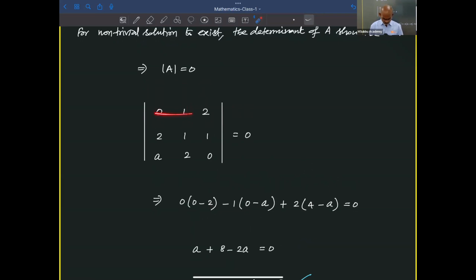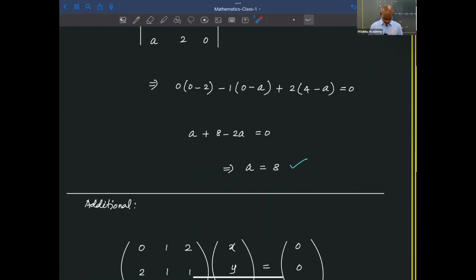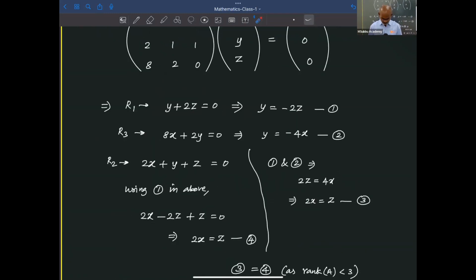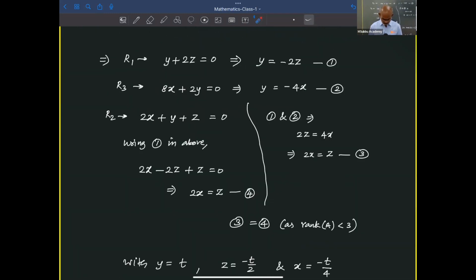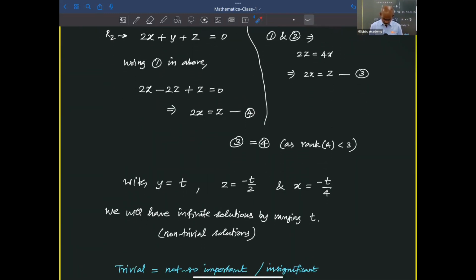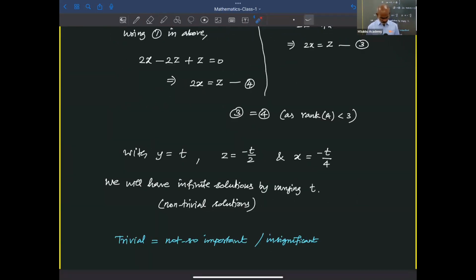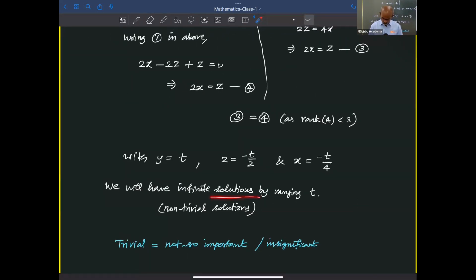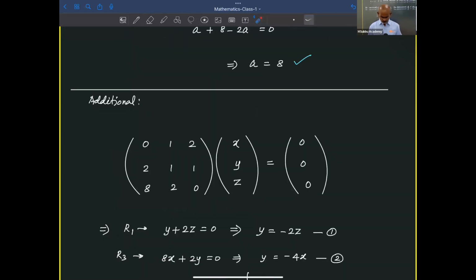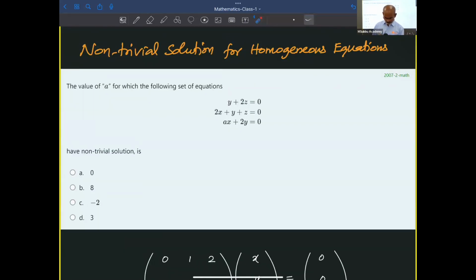That means out of 3 equations, only 2 equations are independent. Okay, 2 independent equations are there, 3 variables are there. So 2 equations and 3 variables means you can fix one of the variables, and the other 2 variables can be related to it. By that way, we will be getting infinite solutions. Okay, for this homogeneous equation, we normally look for infinite solutions only, which occur if the determinant is 0.